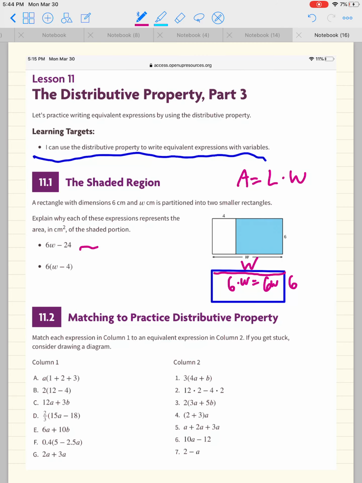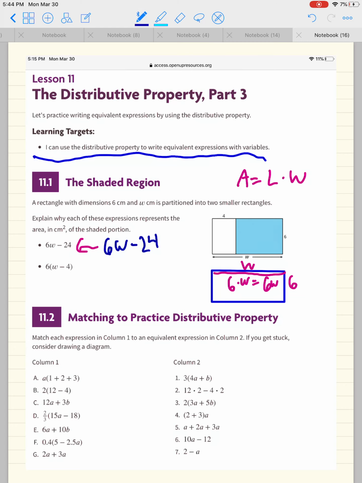Now, looking at this expression, we have 6W here, the area of the entire rectangle, and we're subtracting 24. The reason we're subtracting 24 is because we're taking away this smaller rectangle from the big one, and the area of this smaller rectangle is 6 times 4, and 6 times 4 is equal to 24. So we're taking the area of the big rectangle, 6W, and subtracting the area of the small rectangle in order to get the area of this blue one.